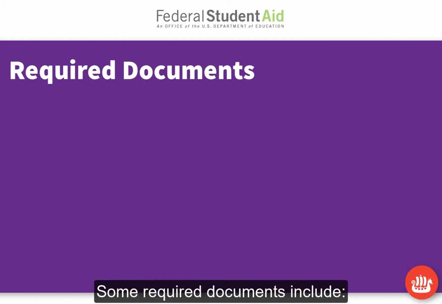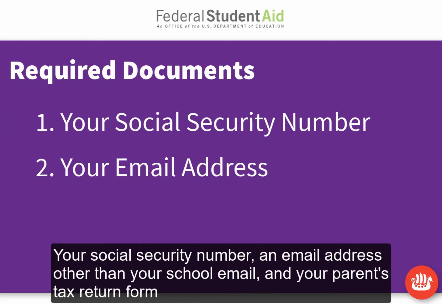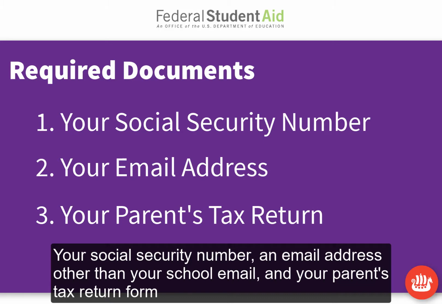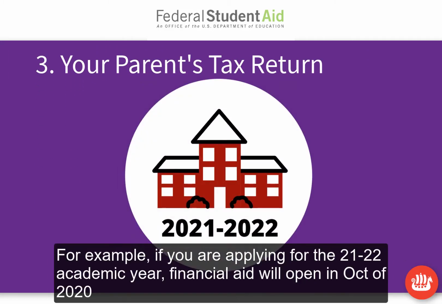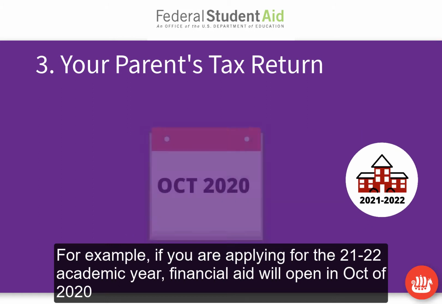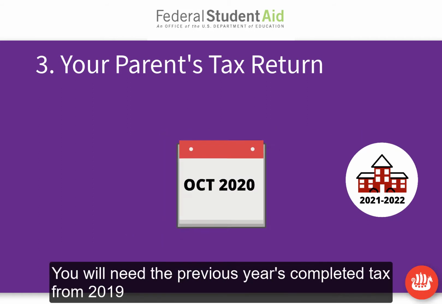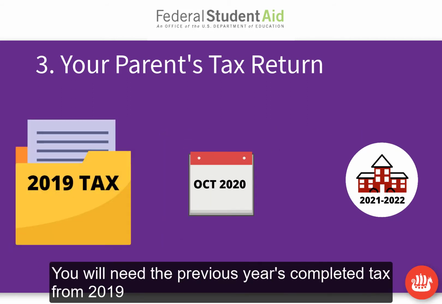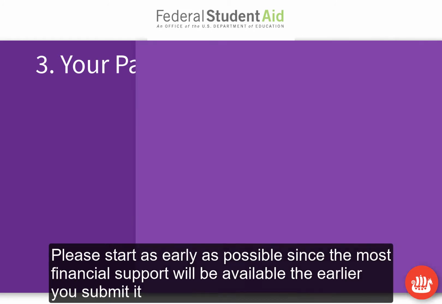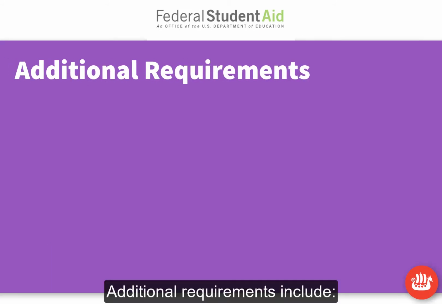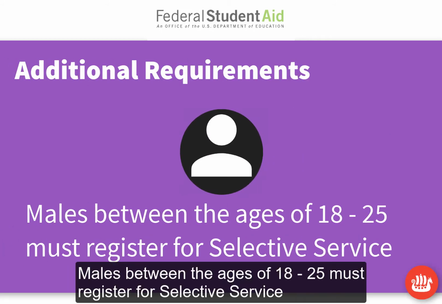Some required documents include your social security number, an email address other than your school email, and your parents' tax return form. For example, if you are applying for the 21-22 academic year, financial aid will open in October of 2020. You will need the previous year's completed tax from 2019. Please start as early as possible since the most financial support will be available the earlier you submit it. Additional requirements include males between the ages of 18 through 25 must register for selective service.